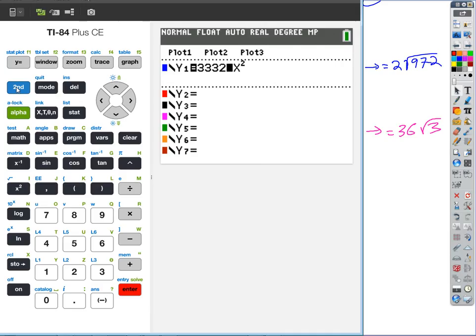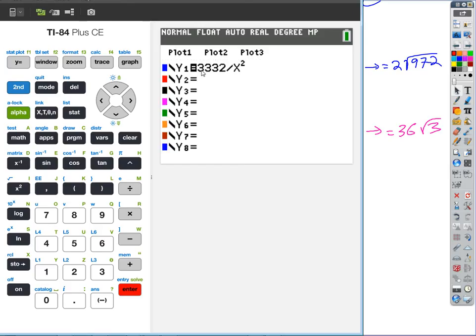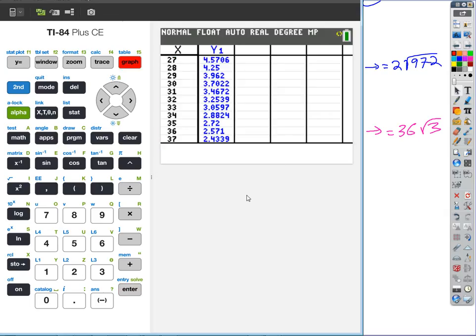So did you get an answer? Yes. Okay, what'd you get? 14 times the square root of 17. 14 times the square root of 17 is right. Okay, once again, how would you do that? All you're going to do is take the number that's inside the radical, divide it by x squared, and then just go to the table.